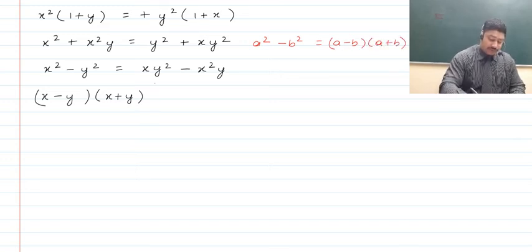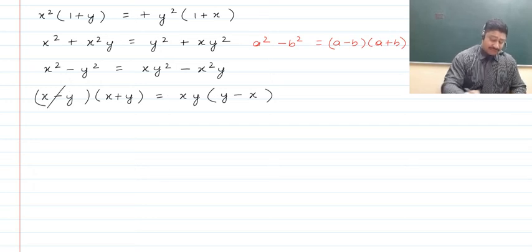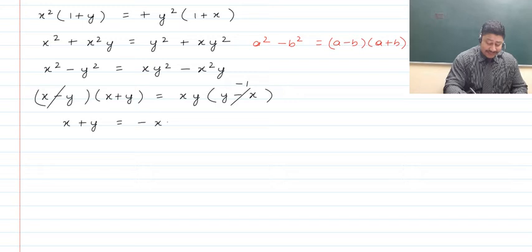Further now, next what we do is, on the right hand side, we find that xy is common. So we take this xy common outside, and inside we have y minus x remaining. Now, if you talk about x minus y, it cancels y minus x with a factor of minus 1. As such, cancelling this, now you are left with x plus y equal to minus xy, or in other words, x plus y plus xy is equal to 0.